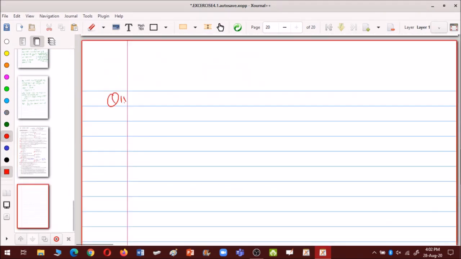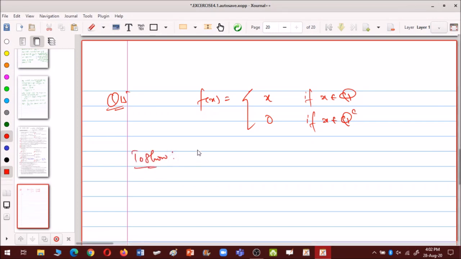So let us start with question number 15. We have been given that f(x) is equal to x if x is rational and 0 if x is irrational. So we have to show f has a limit only at x equal to 0. In this case, first we will show that f has a limit at x equal to 0, and then we will show that at all other points the limit does not exist.